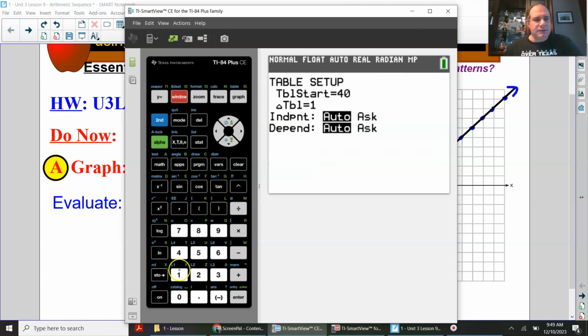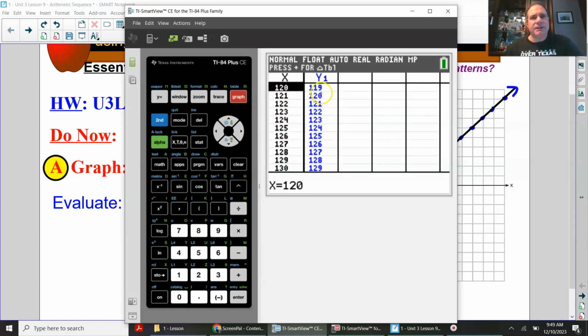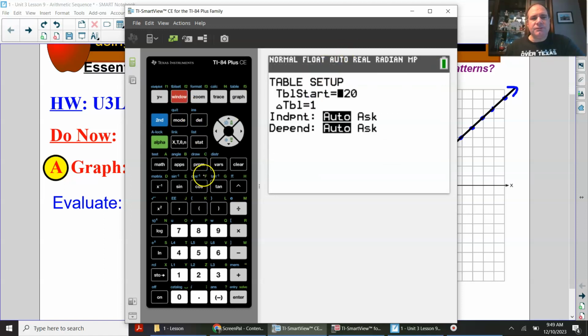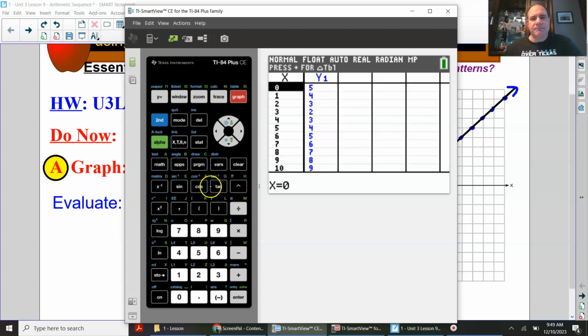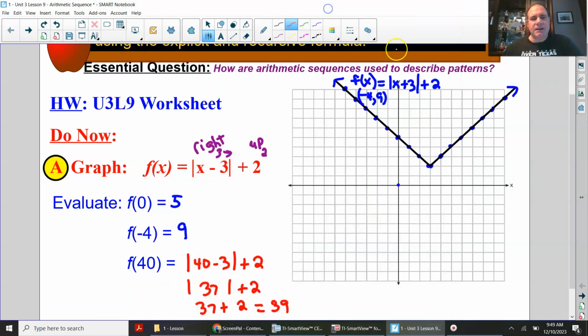If I wanted to start the table set at, let's say, 120, I could find out right away what the output is, 119. So that's basically what you do. I'm just going to set it back to the table start of 0. And that'll be back to 0. All right, and that's basically the ways that you could do it.